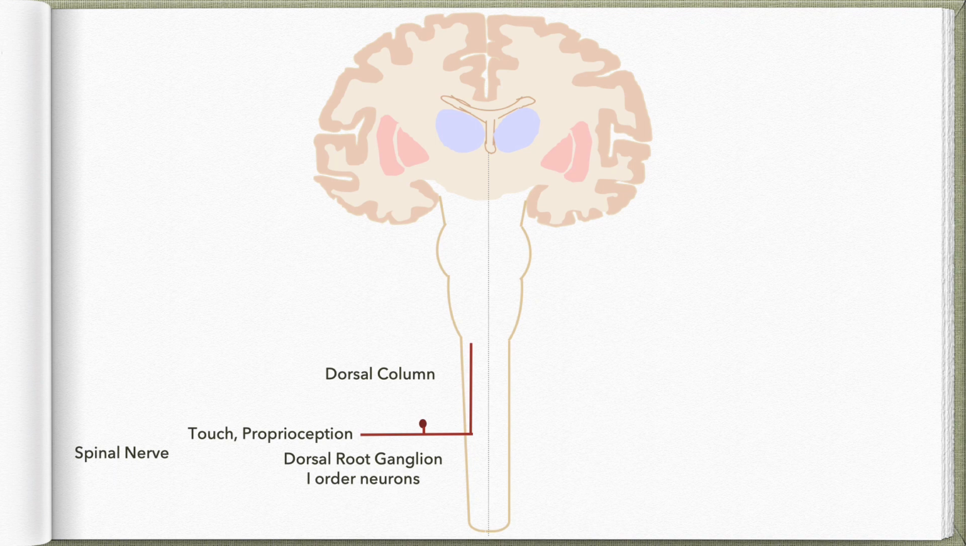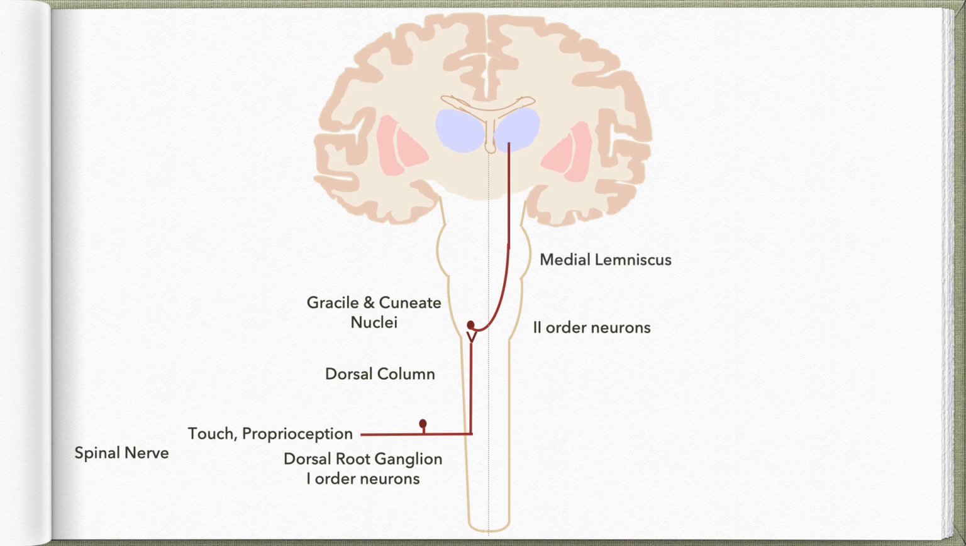Once these fibers reach the medulla oblongata, they relay in the gracile and cuneate nuclei. Neurons located in these nuclei will form the second order neurons. Axons of the second order neurons cross the midline and ascend through the brainstem as the medial lemniscus to the thalamus.